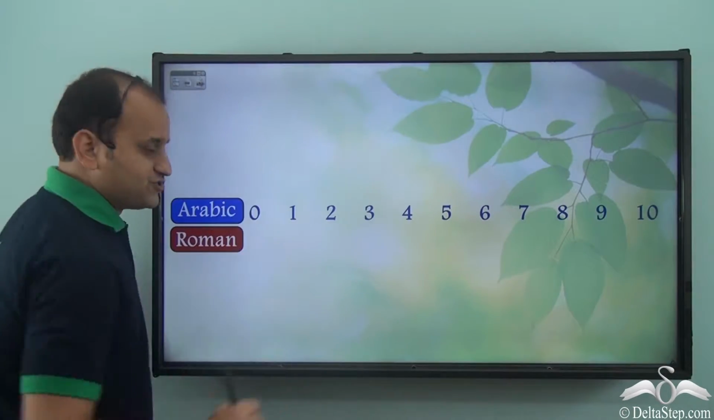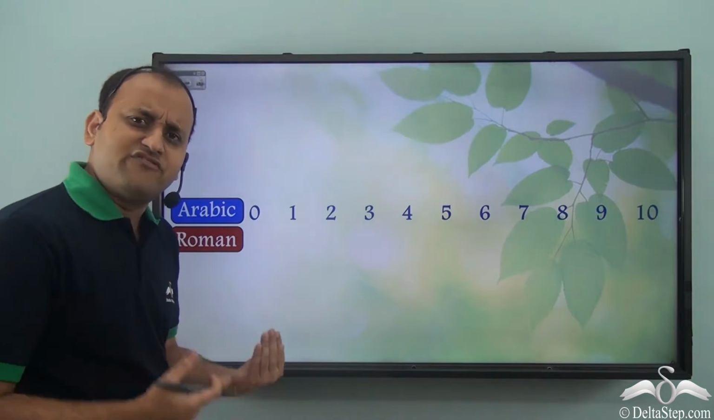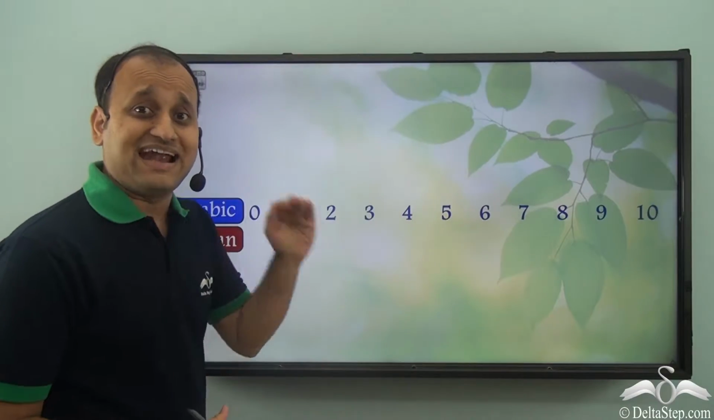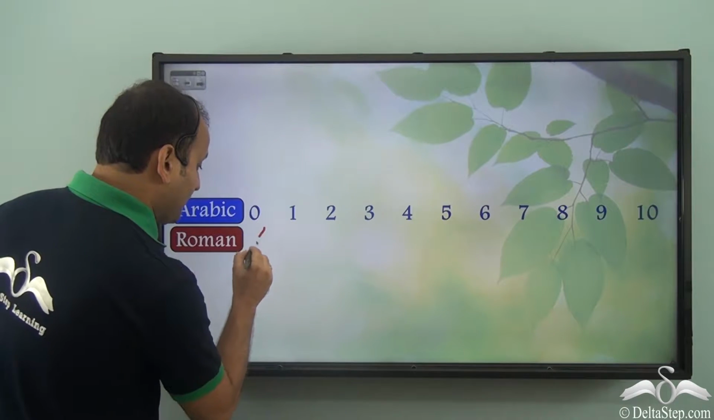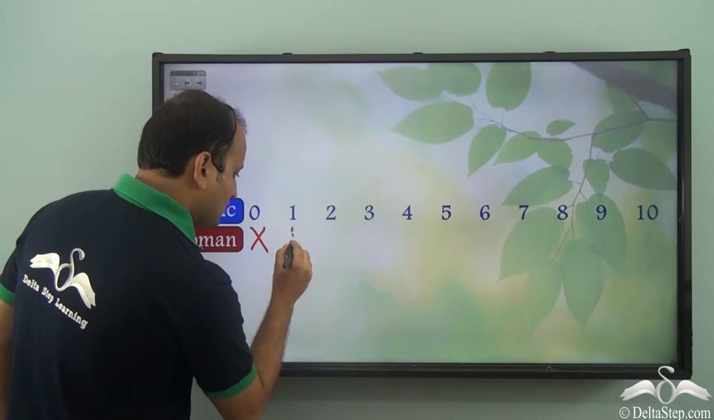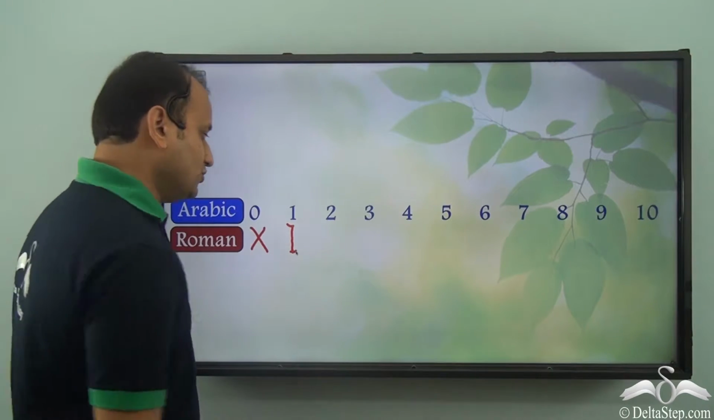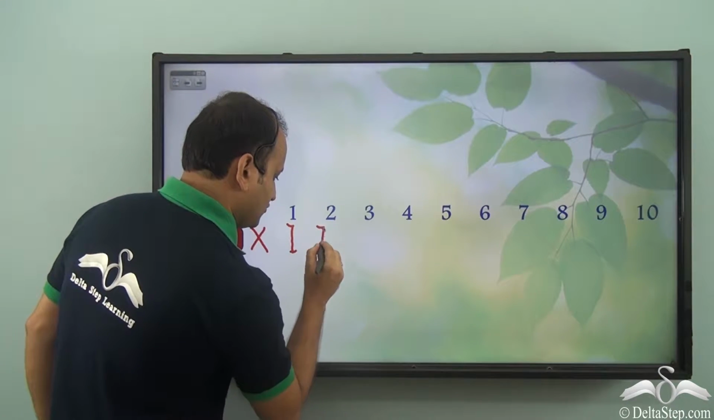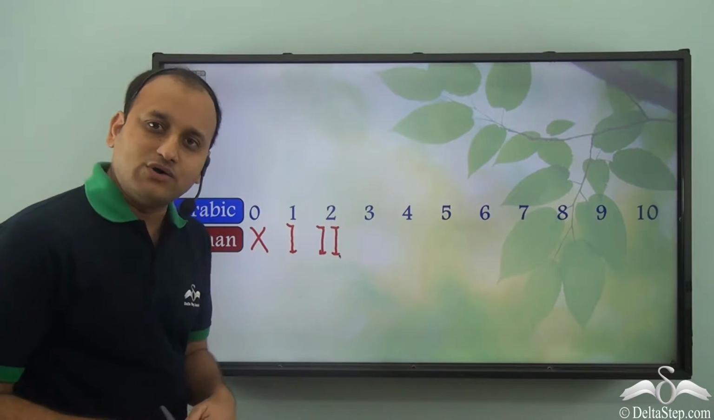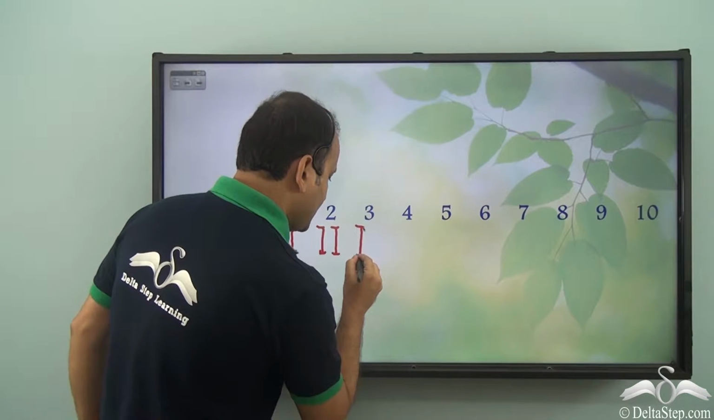First of all, let's come to 0. Now they had no symbol for 0 because they never felt the need of representing 0, because 0 means nothing and 0 was not invented at their time. So they had no symbol for 0. What about 1? Well, they wrote I and that was 1. What about 2? They wrote two I's and this is how they represented 2. What about 3? Three I's.